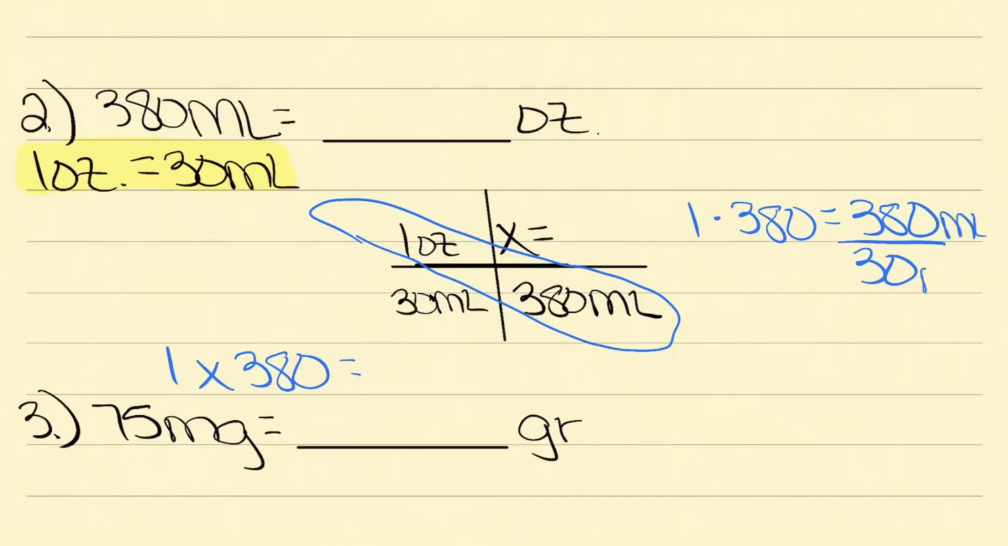I'm gonna put my units so I know the ounces left. So 380 divided by 30. That gives you 12.66 ounces. So 380 milliliters is 12.66 ounces.